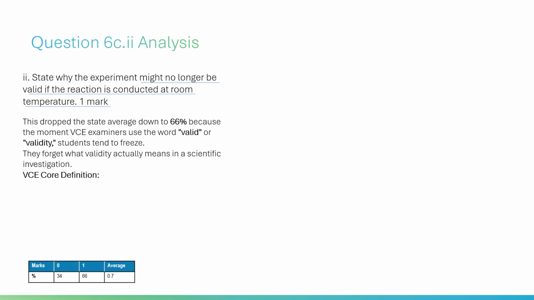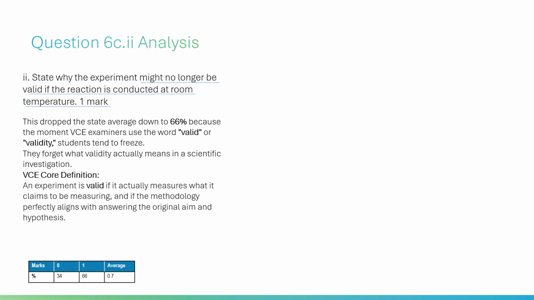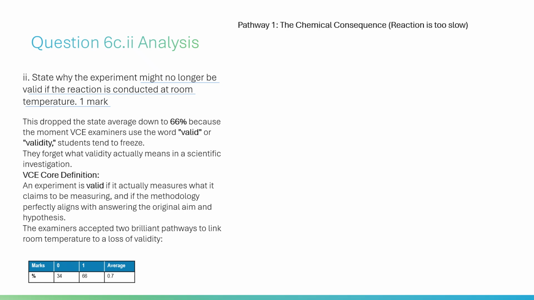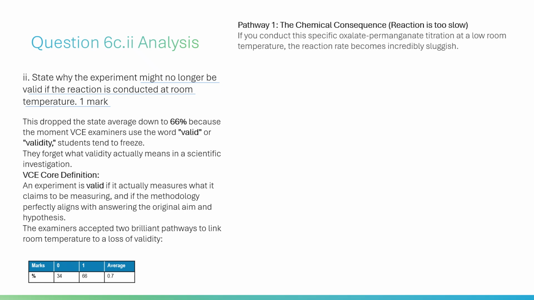VCE core definition: an experiment is valid if it actually measures what it claims to be measuring, and if the methodology perfectly aligns with answering the original aim and hypothesis. The examiners accepted two brilliant pathways to link room temperature to a loss of validity. Pathway 1, the chemical consequence, reaction is too slow.